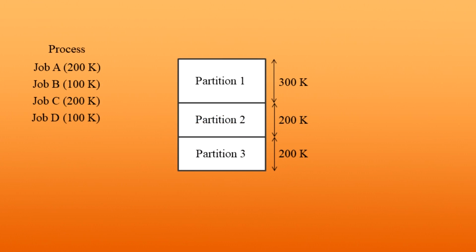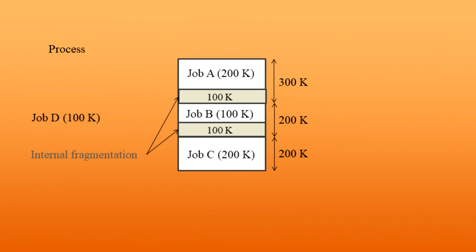In this example, we have four processes, which are job A, B, C, and D, and three free partitions. After allocating jobs A, B, and C into each free partition, partitions 1 and 2 produce some internal fragmentation. However, job C uses the full space of partition 3, and no internal fragmentation is produced.